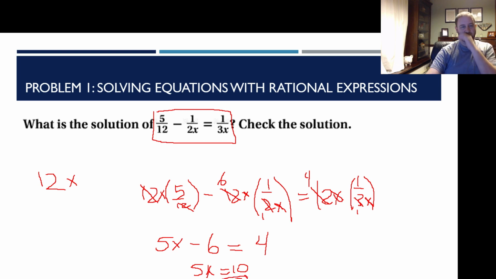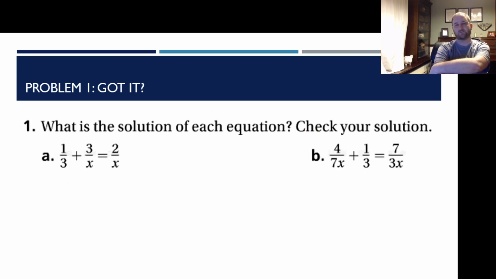2 is our solution. It does say check our solution. We can plug 2 back into the equation. So it's basically 5 over 12 minus 1 over 4 equals 1 over 6. 1 over 4 we can change to 3 over 12. So 5 minus 3 is 2. 2 over 12 is 1 over 6. So 1 over 6 equals 1 over 6. We're good. Okay, so our solution here is x equals 2.